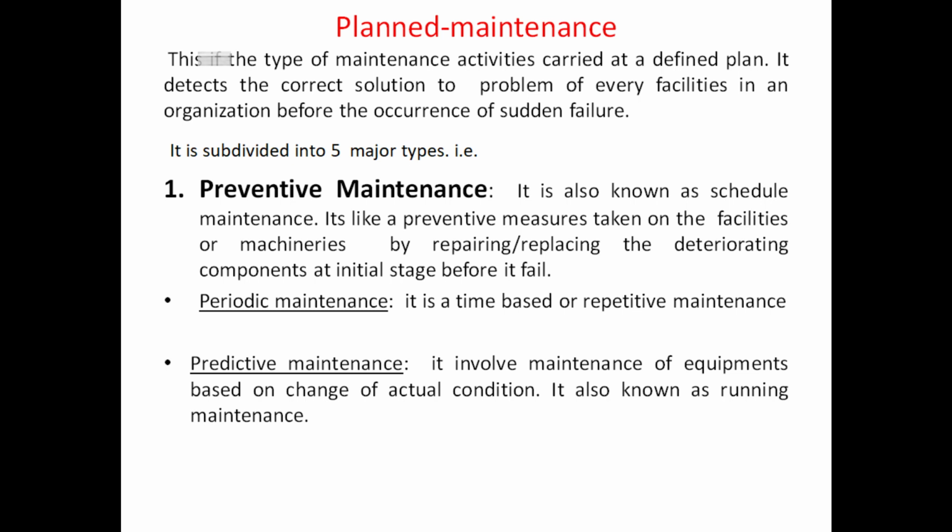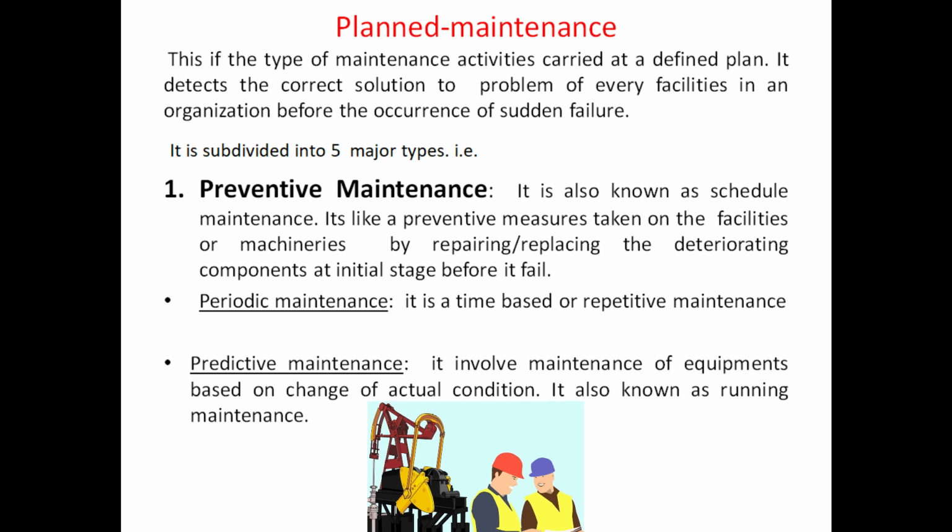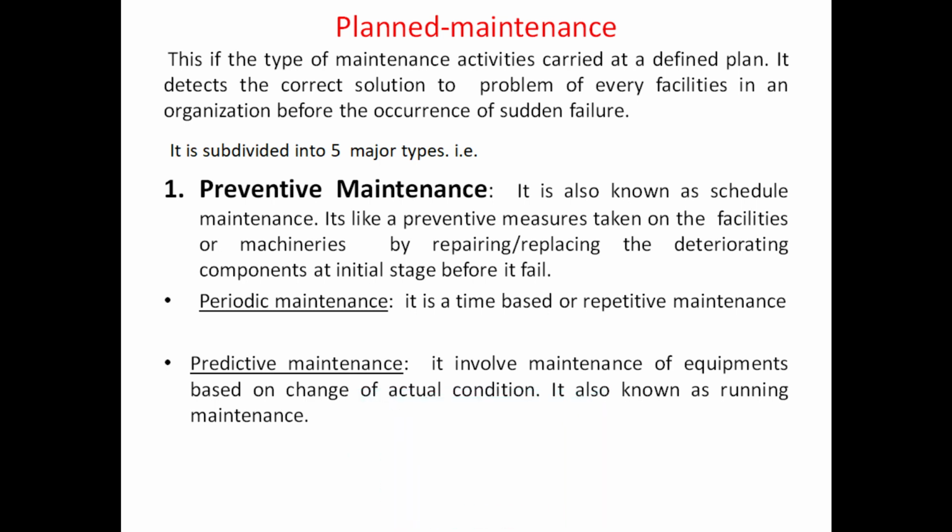It detects the correct solution to the problems of every facility or machinery in an organization before the occurrence of sudden failure. Among the different types of planned maintenance, some are carried out at a specific interval and some before the failure occurs. It is subdivided into 5 parts. The first one is preventive maintenance. It is also known as scheduled maintenance.